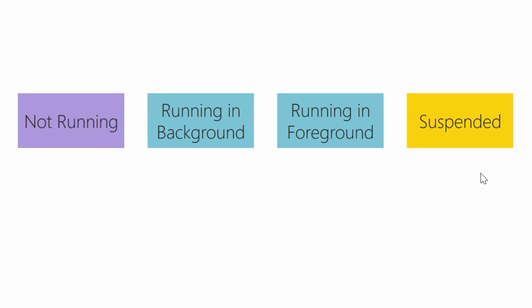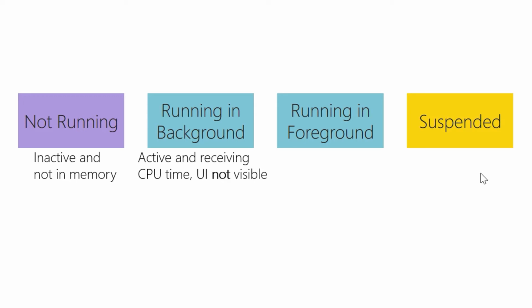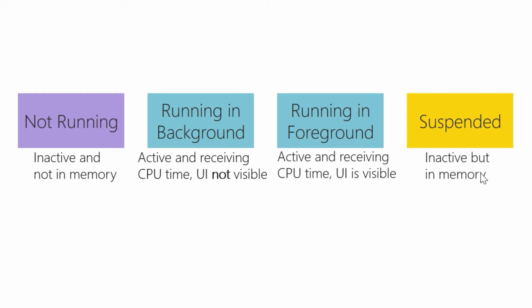There are four application states, and a state really just describes the resources the app is receiving from Windows. So not running means the app's not in memory, so it's not receiving any CPU time, it's not receiving any memory. And then there are two running states, and they differ just by whether the UI is visible. In both cases, the app is receiving both CPU time and memory. And then suspended, we already talked about. The app is in memory, but it's not receiving CPU time.